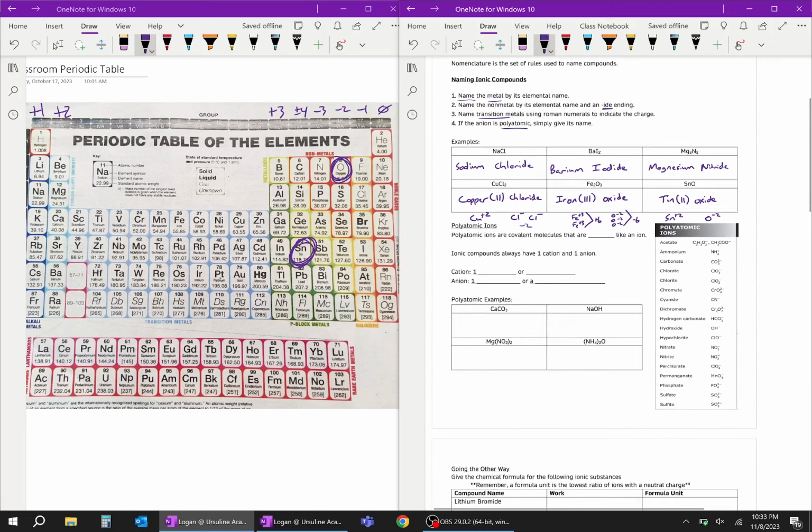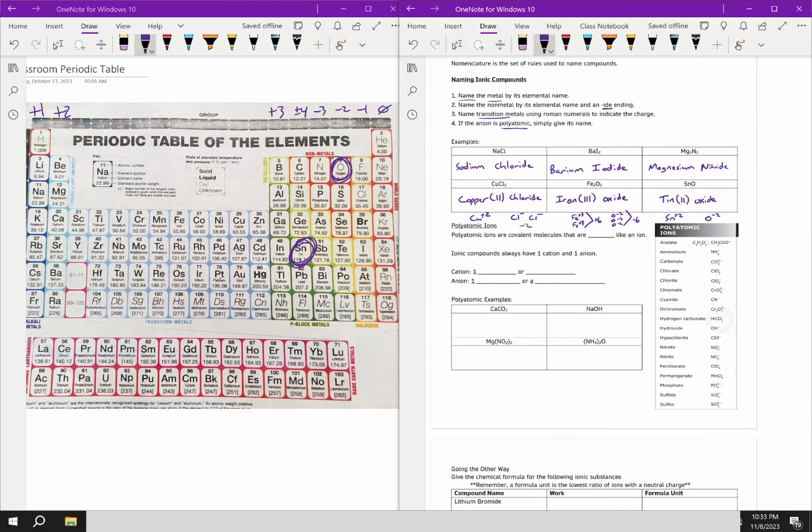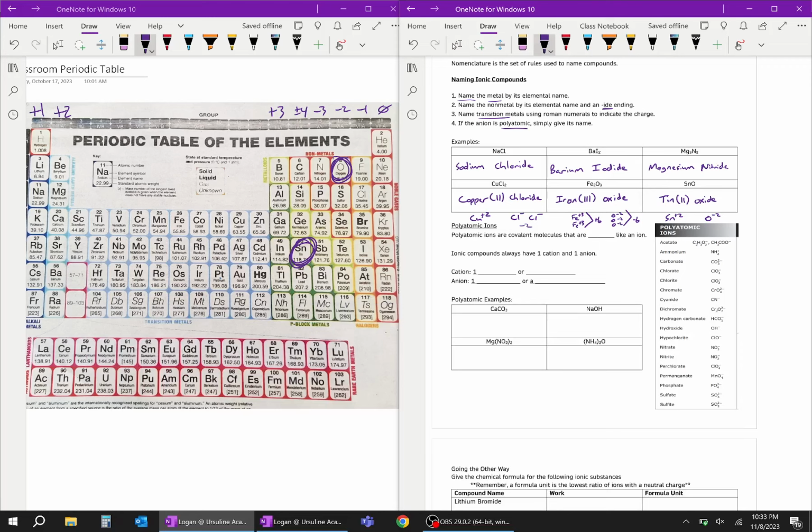Okay, so following the rules, regular main body ionic substances, you name the metal, you name the nonmetal ending in "ide." Transition metals, mildly more complex, you name the metal and give the charge of the specific ion you're using based on how it's neutral, and then give the nonmetal ending in "ide."